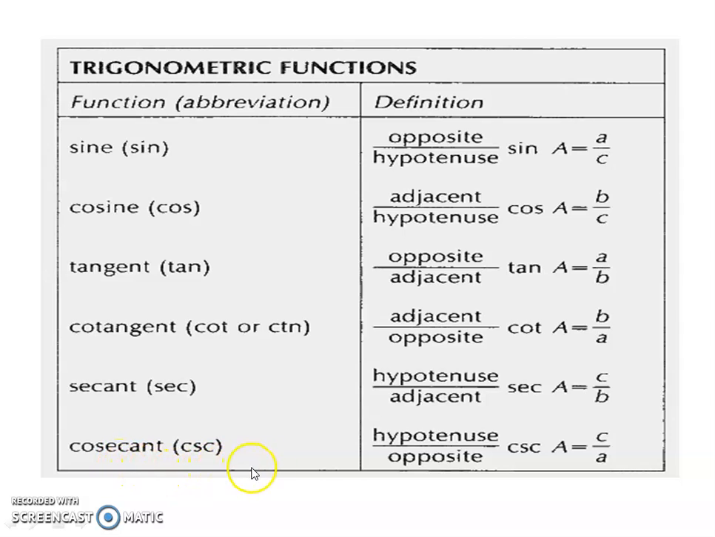Cosecant, cosec, is hypotenuse upon opposite. So cosec A is C upon A. In this way, you must memorize the trigonometric ratios.